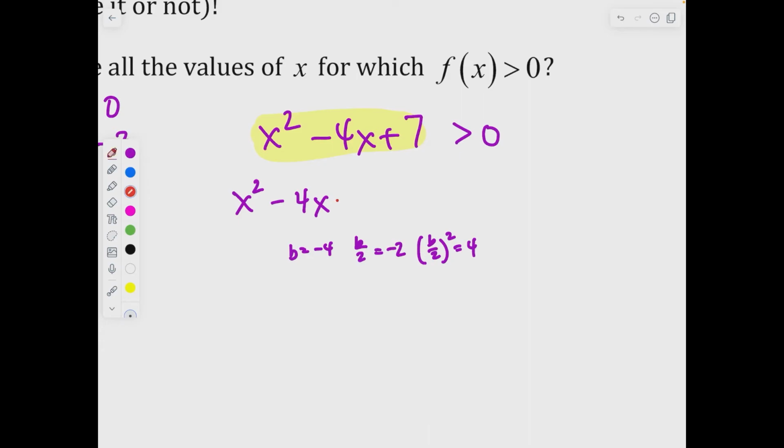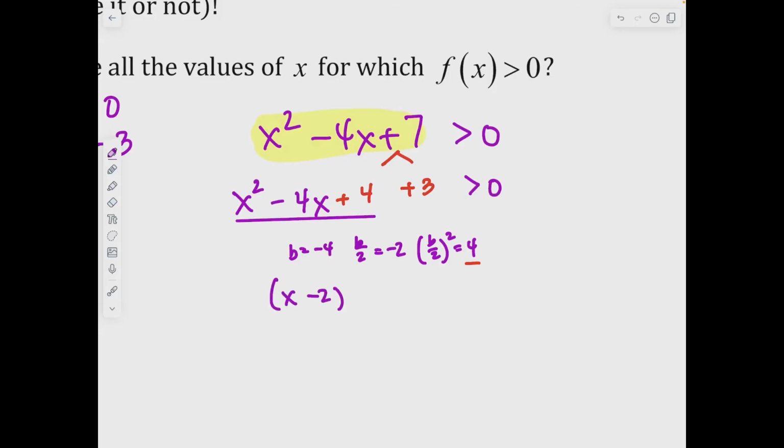So what happens here is this. In order to make this a perfect square trinomial, that 4 needs to be there. Now notice that I originally had plus 7, so if I already used plus 4, there's still a plus 3 remaining. So all I did was I broke it apart. I took the 7 and I turned it into plus 4 plus 3. The reason why I do that is because this is a perfect square trinomial. This becomes x minus 2 quantity squared plus 3.